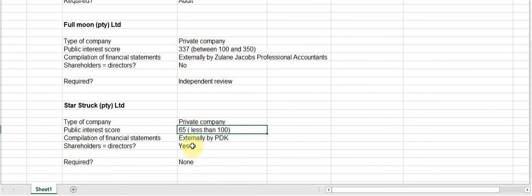However, that is changed if the shareholders are the directors. You do not need an independent review or an audit. Had we stated here that the shareholders are not directors, then it would have been an independent review. Because all the shareholders are also directors, you don't require an independent review or an audit. So you need to make sure that you look out for that.